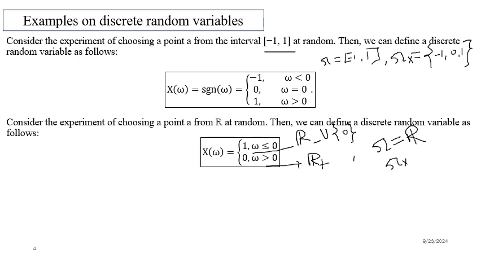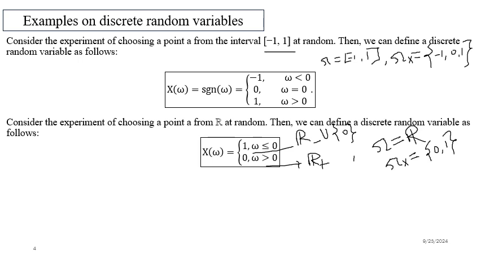I would like to highlight the classification of random variables. It is of two types: one is discrete, another is continuous. The classification of a random variable does not rely on the continuous or discrete nature of the sample space. It relies on the continuous or discrete nature of the range. That I would like to highlight here.